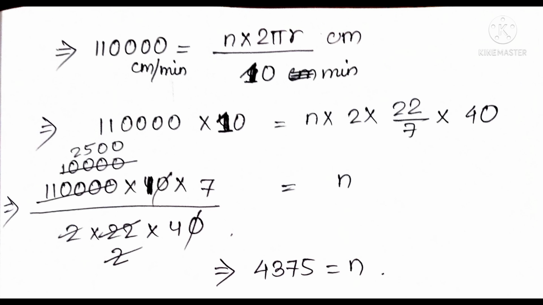So the units will cut, you can see on the left hand side and right hand side centimeter per minute is there, so it will get cancelled out and finally you will get the solution, that will be unitless. So student, try to do the remaining questions.